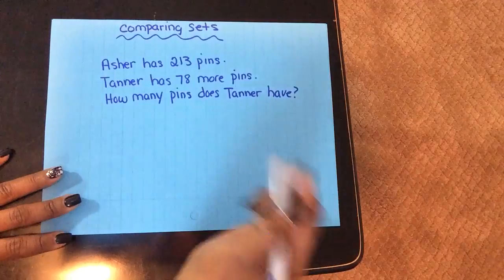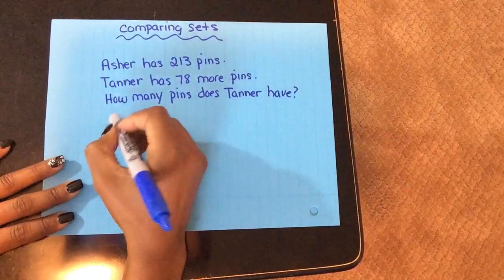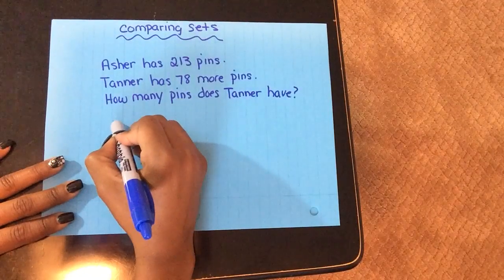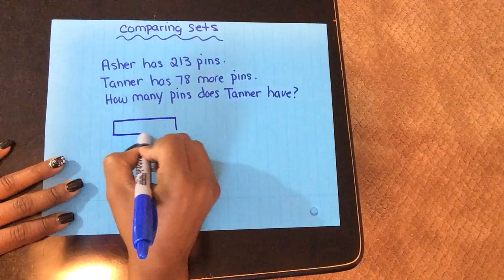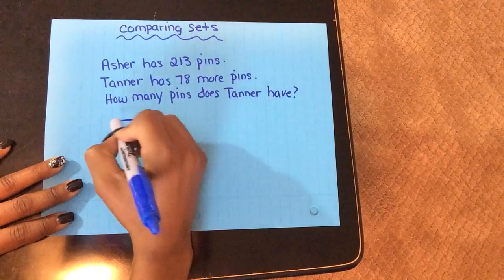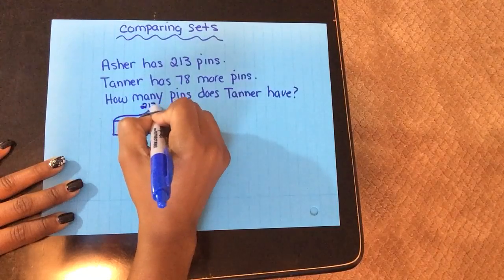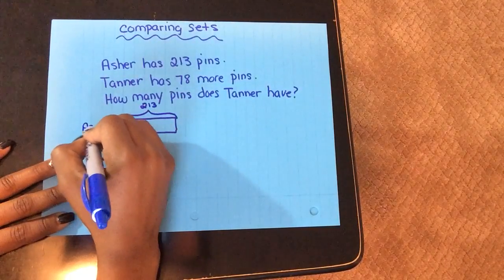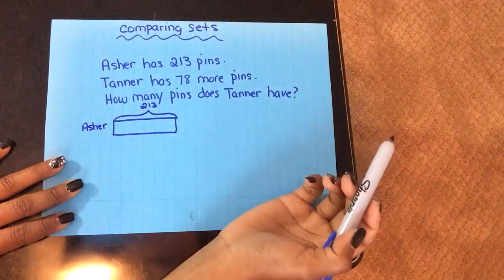Okay, so to begin, I'm going to go ahead and start drawing what I know and labeling at the same time. Labeling with bar modeling is very important. So once again, it does not matter the size of your bar model. I'm going to label this one 213 and I'm going to call this one Asher. We know he has 213 because it says so.